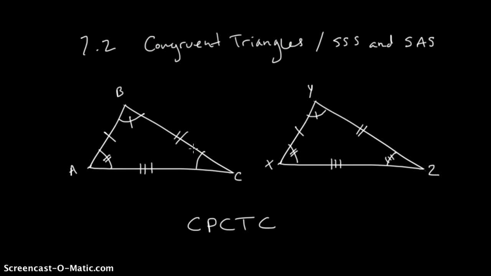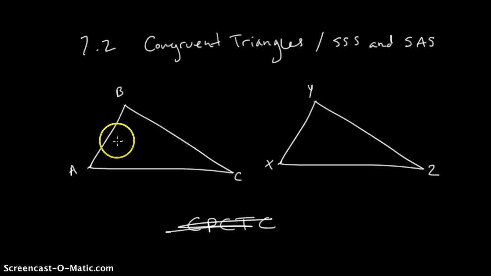However, this section teaches us a way to prove congruency without anywhere near that much work. We can just look at the triangles, look for a few things, and know for a fact that they're congruent. So we don't have to look at all the corresponding parts anymore if we have the right information.